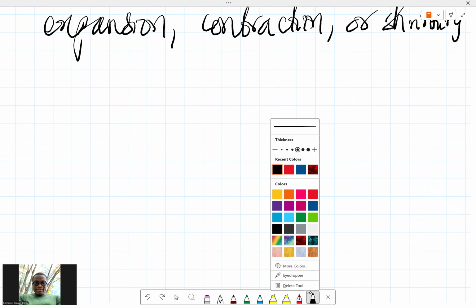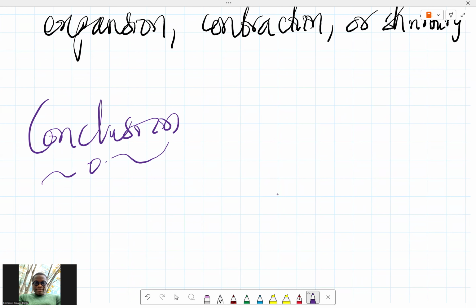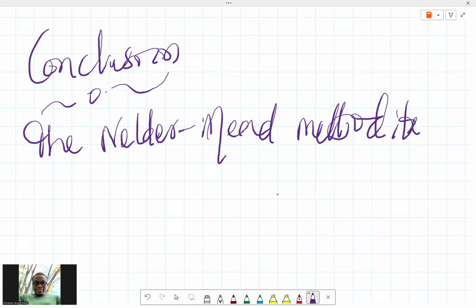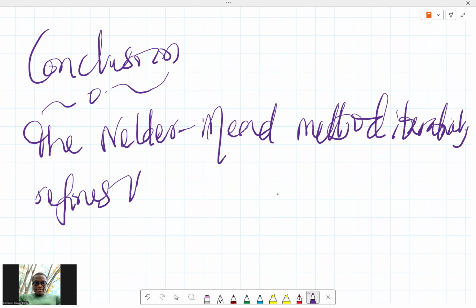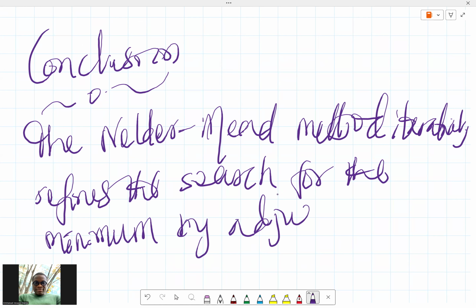Okay, in conclusion, the Nelder-Mead method iteratively refines the search for the minimum by adjusting the simplex.